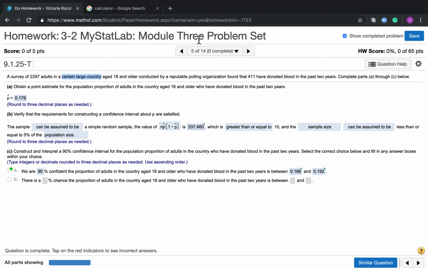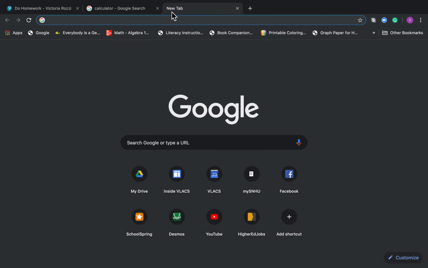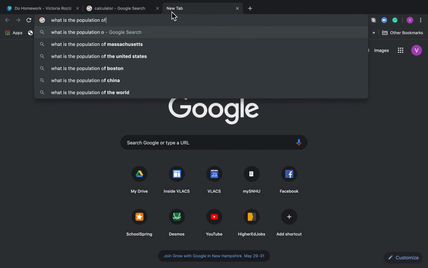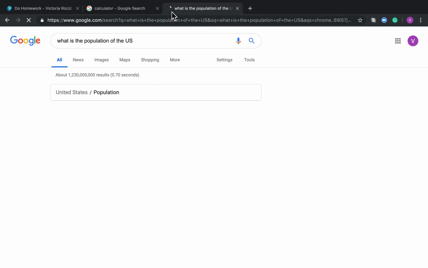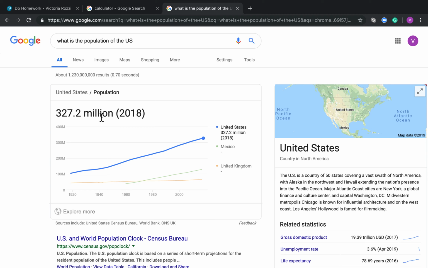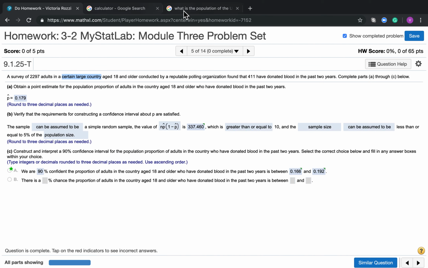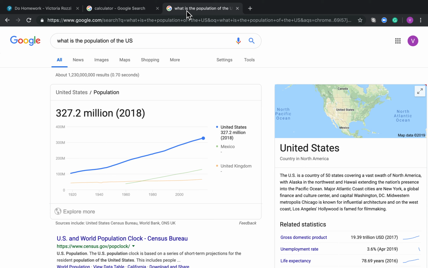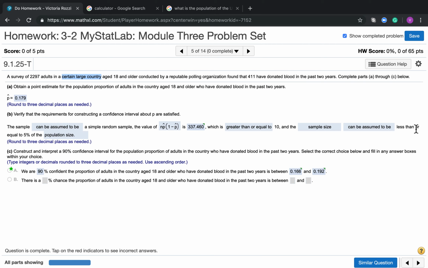Now, when you think of a large country, I mean, if you think of the United States, for example, it has a lot of people. And I'm just going to quickly Google what is the population of the U.S. And if we look here, it's like 327 million, okay? So if you were to figure out what, for example, 2,297 is compared to 327 million, it's definitely less than or equal to 5% of the population size.